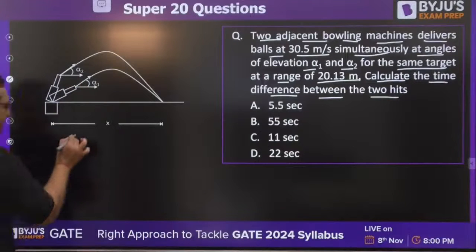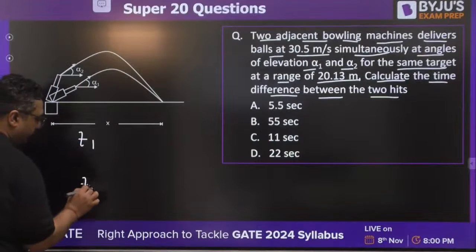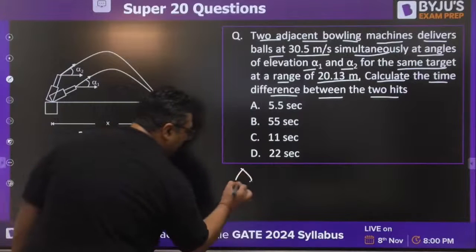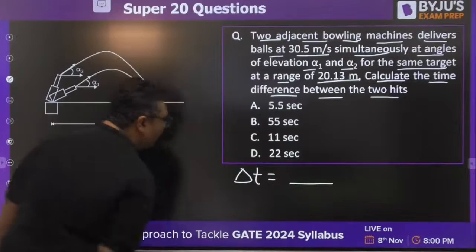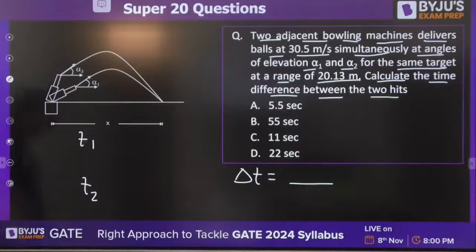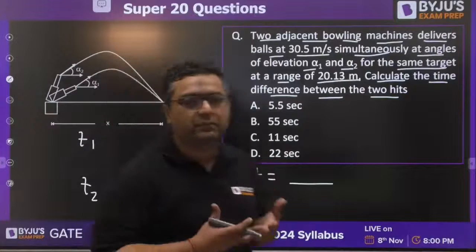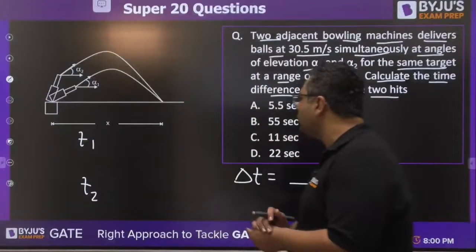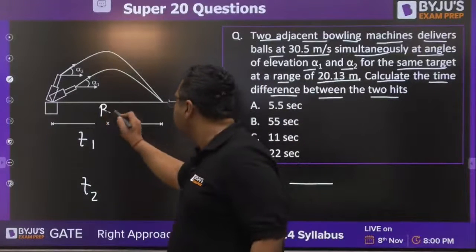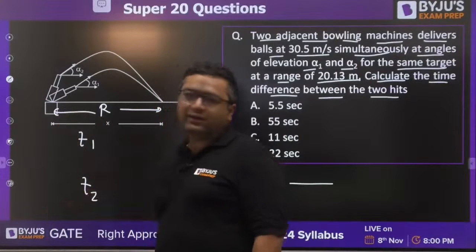So you need to find out the T1 and T2 and then delta T. So the answer will be delta T. You have just seen the formula, and you need to apply that formula. But for that, you need to have some relation between alpha 1 and alpha 2. For that, the range is given the same to you, so you can equate their ranges.